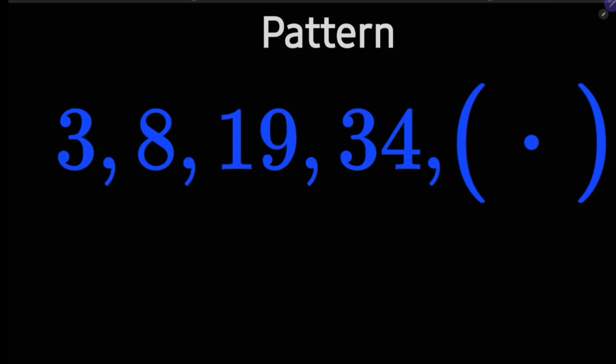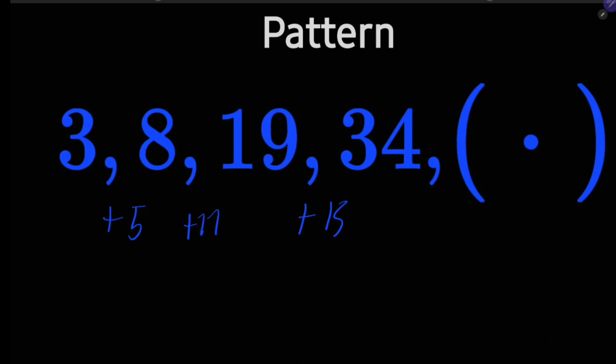Looking at here, we can see that 3 plus 5 is going to give us 8, and 8 plus 11 is going to give us 19, and 19 plus 15 is going to give us 34. But looking at it, we see that 5, 11, 15 has no pattern yet. So we cancel and we try another method.